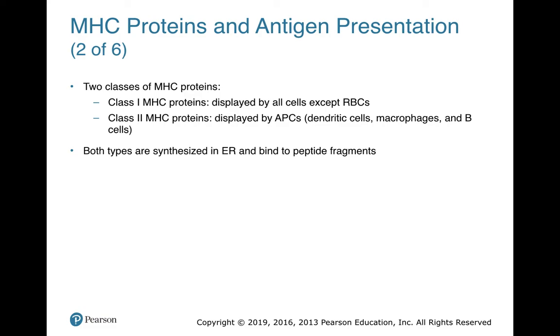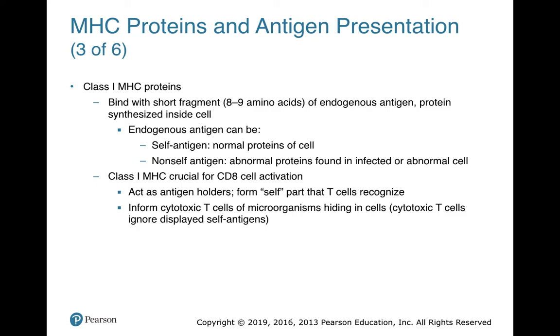Same is true for MHC class II, except they are only found on antigen-presenting cells. So the MHC class I proteins bind with little short fragments, 8 to 9 amino acids, and they get those amino acids from things that are built within the cell itself. So they are called endogenous antigens. They're being built within the cell. So an endogenous antigen could be a self-antigen.